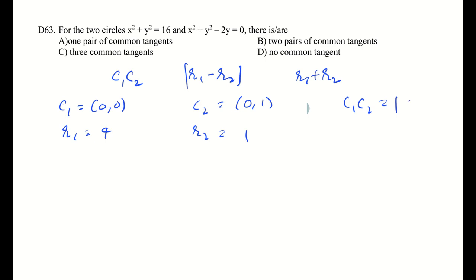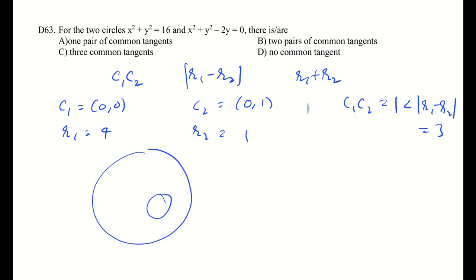You can see that this is less than mod of r1 minus r2, which is 3. Therefore the circles are like this. You cannot have any common tangents. Let's go to next problem.